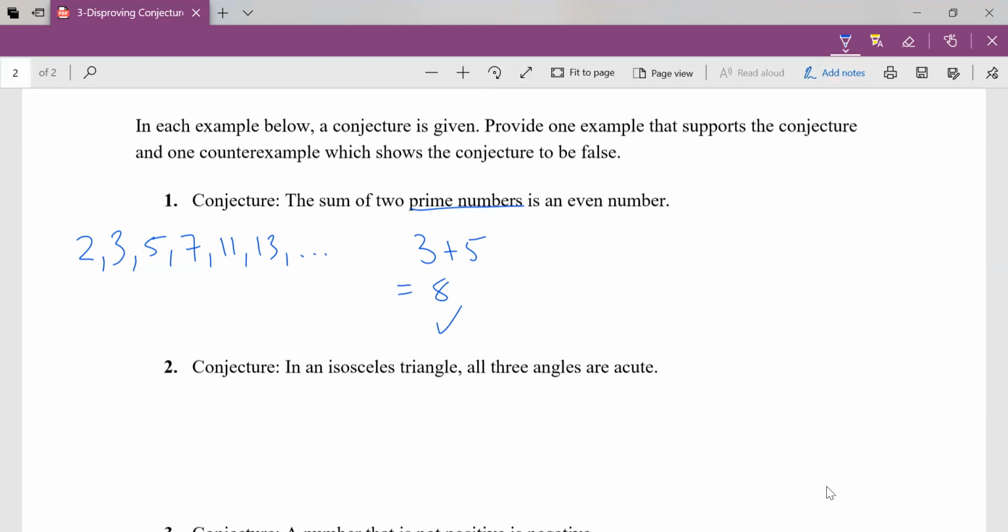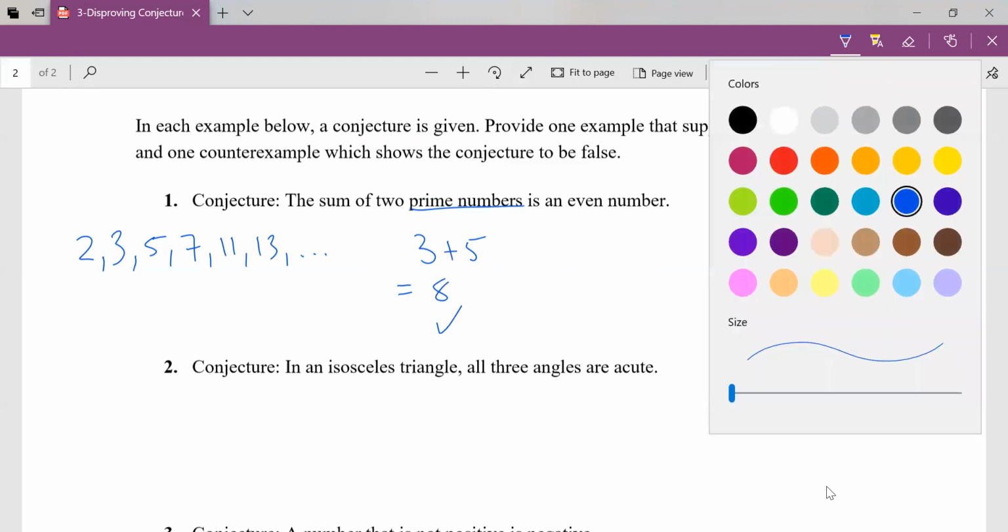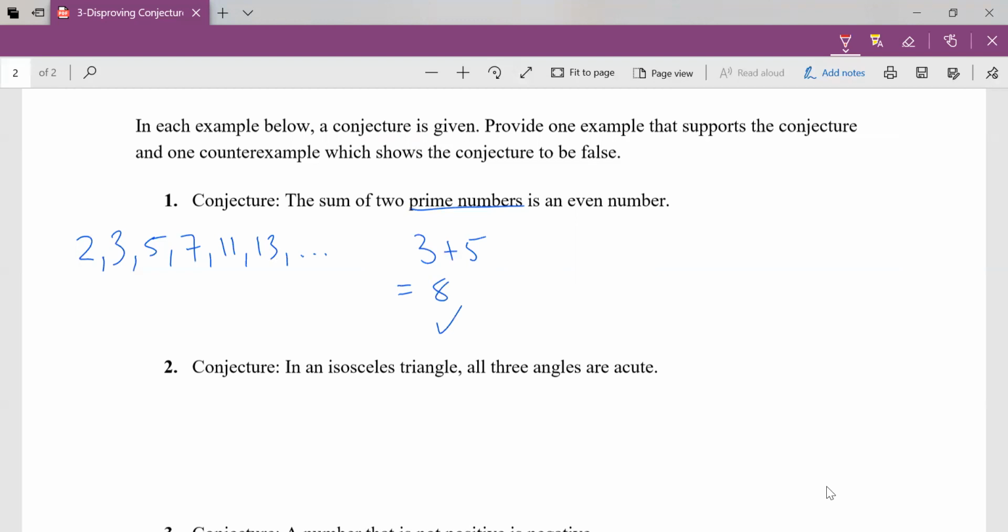The counterexample to this, which we'll do in bright red, why not? Well, 2. Just get that 2 in there anywhere. 2 plus 3 is 5. That's not an even number, that's an odd number. A lot of times with counterexamples, what you're looking for is that one-off case. In this case, it's because 2 is the only even prime number, and that's going to mess things up for this conjecture.